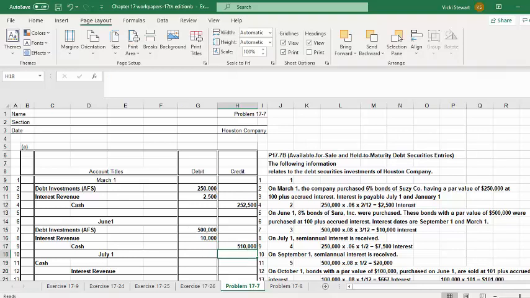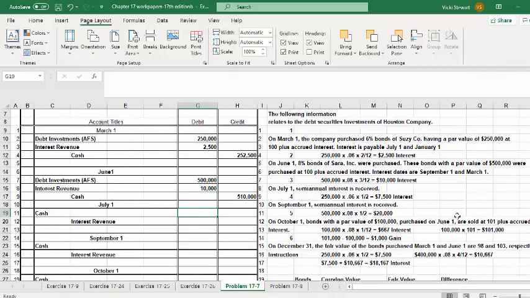On July 1st, we received the first semi-annual interest payment on the Susie Company bonds. So we will receive now the entire 6 months of interest. $250,000 times 6% times 1 divided by 2 is $7,500. So we would debit cash for $7,500 and we would credit interest revenue for $7,500. And if you notice, that will net out to be the amount of interest that we actually earned for the 4 months that we own these bonds.